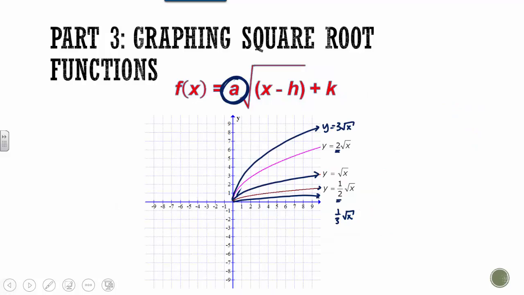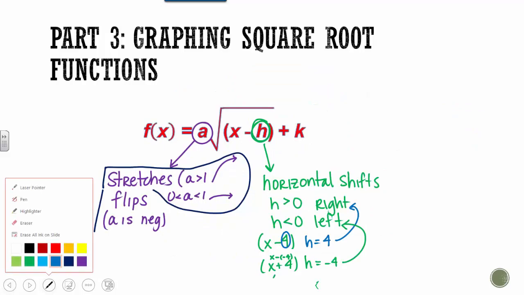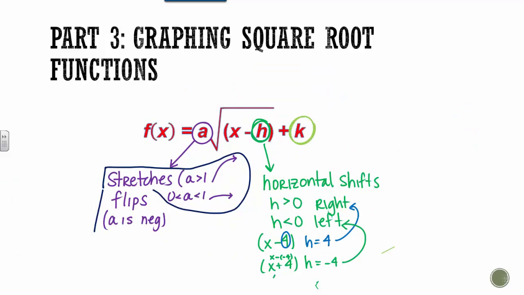And the last thing we can change is this k value. This k value is responsible for the vertical shifts. And this one, there's no trickery. If k is positive, so greater than 0, you're going to go up. And if k is less than 0, you're going to go down.